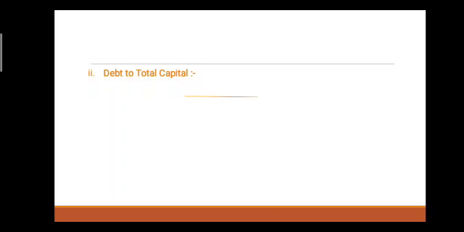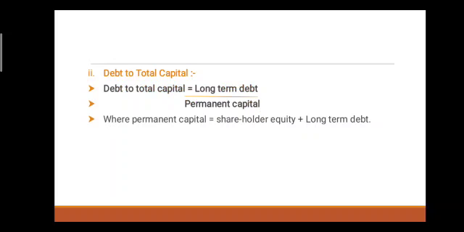And the second one, debt to total capital. Debt to total capital is equal to long-term debt divided by permanent capital, where permanent capital is equal to shareholders' equity plus long-term debt.